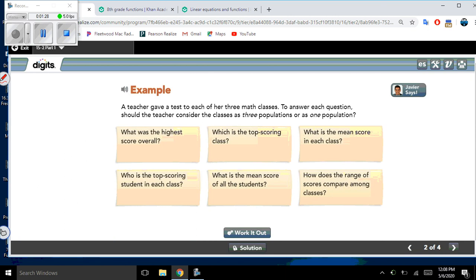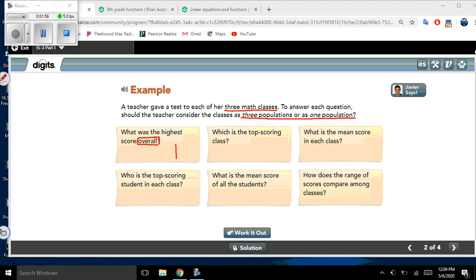So 3 there. A teacher gave tests to 3 math classes, and we want to know whether she should consider the classes as 3 populations or as 1 population. So you really only have 2 choices, 3 or 1. So when I talk about what was the highest score, key phrase here, overall, we're basically saying, who had the highest score or what was the highest score? We're looking at everybody as just one entire population.